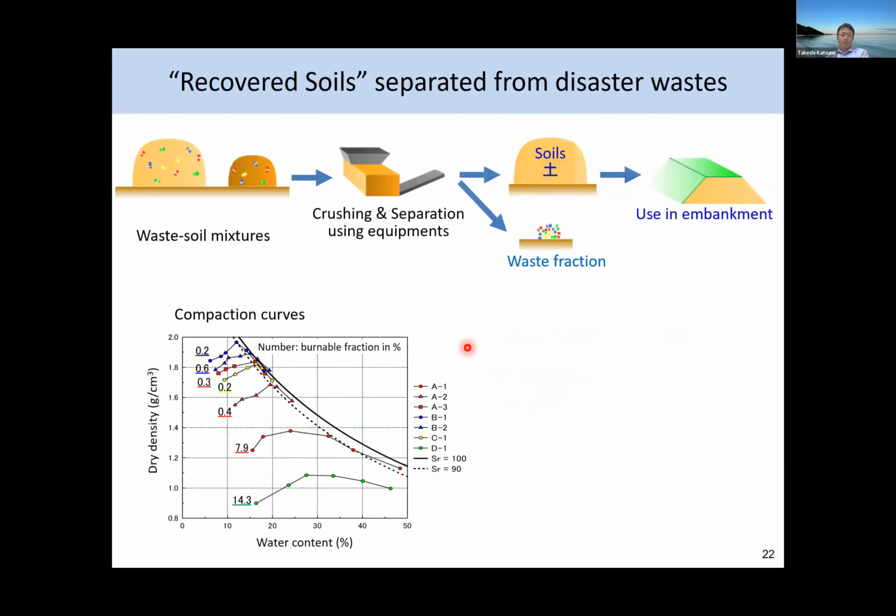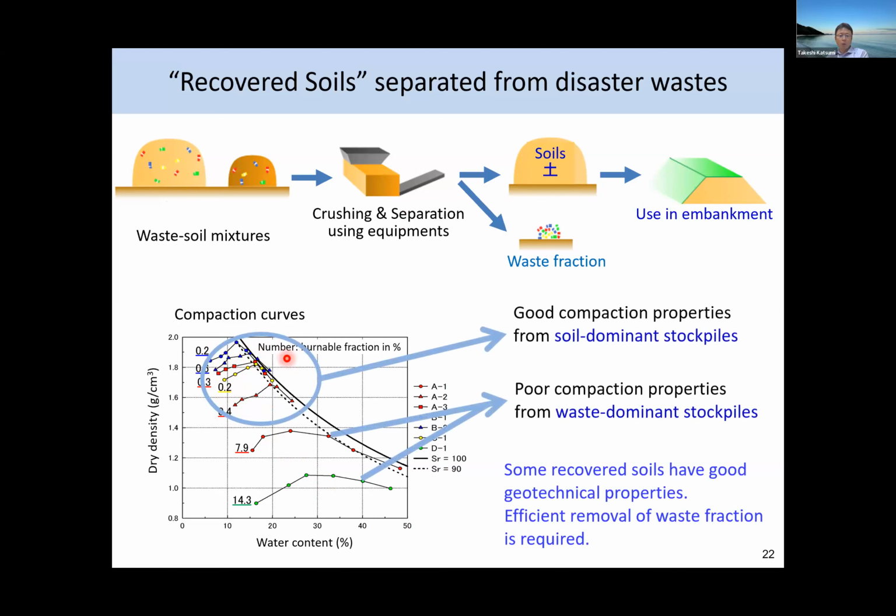So what we have done for the disaster waste is that these are the waste soil mixtures, with crushing and separation using equipment. We recover the soils from waste fractions and use them in embankments. And these are the compaction curves which we obtained at the early beginning of the recovery stage. And you see very high dry density with good compaction properties, while we have poor compaction properties from the waste dominant stockpiles.